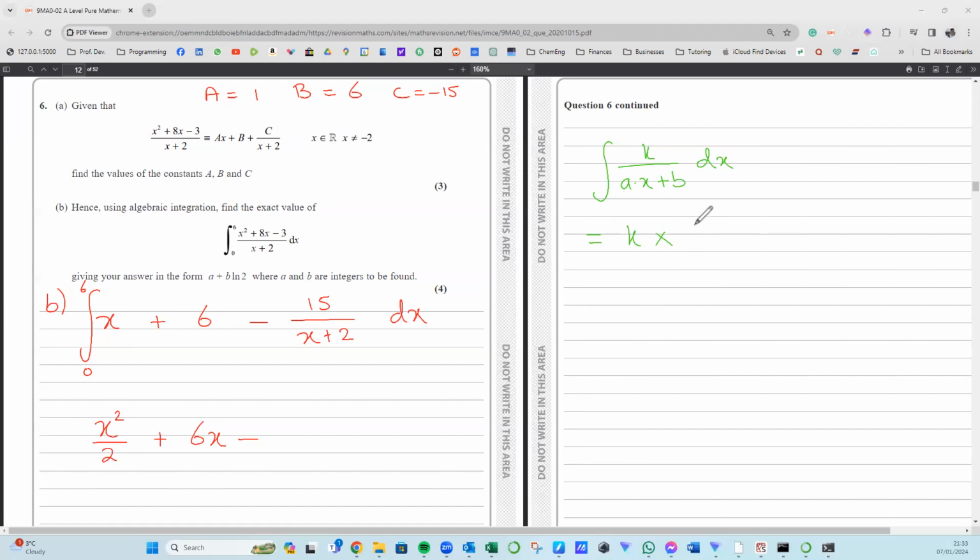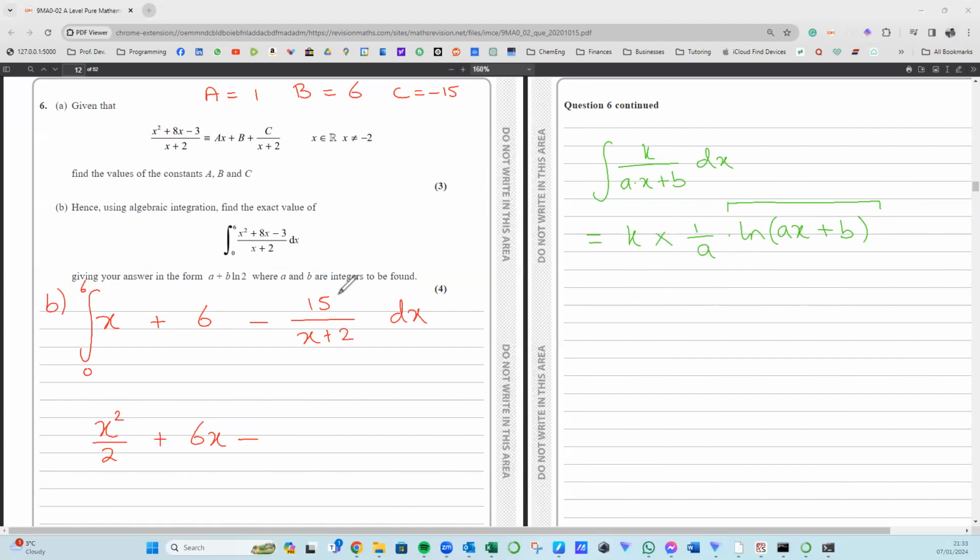Now, the thing that we get out is 1 over a times the ln of ax plus b. The reason why we have this 1 over a is because if you were to differentiate this, you would differentiate inside of these brackets, giving you a, because the x would be chopped off, the b would disappear, and you'd be left with a times by a. So in order to counteract that, we need to add this divide by a, or this 1 over a, when we integrate. So this is the rule that we're going to apply here.